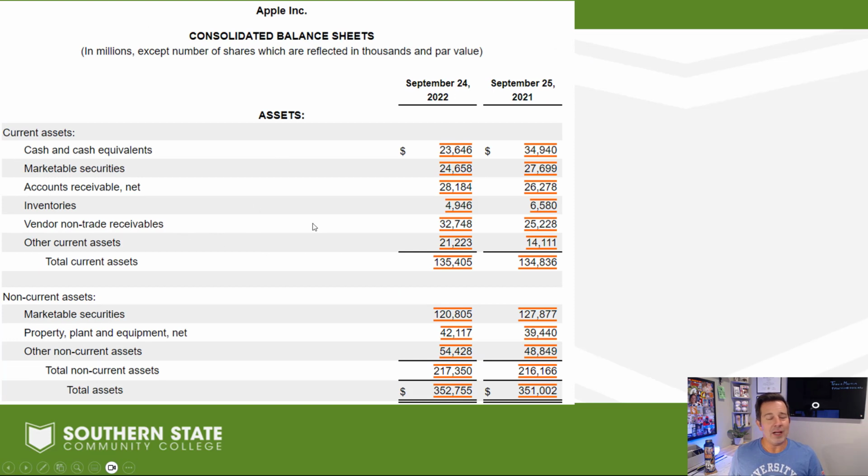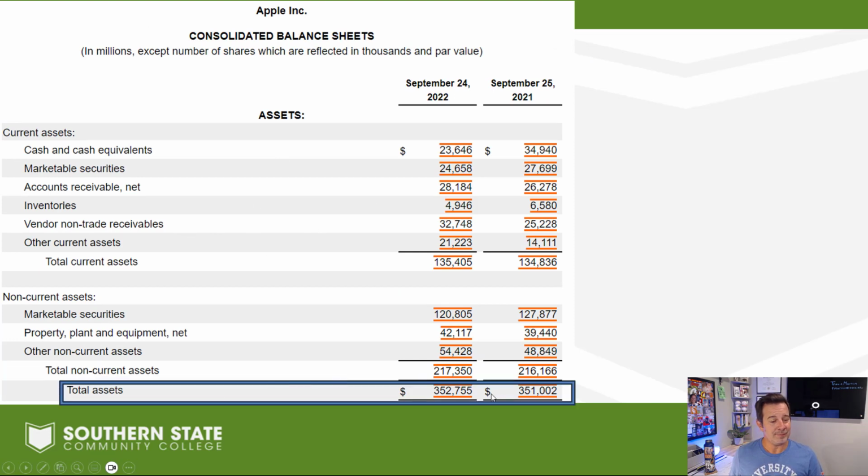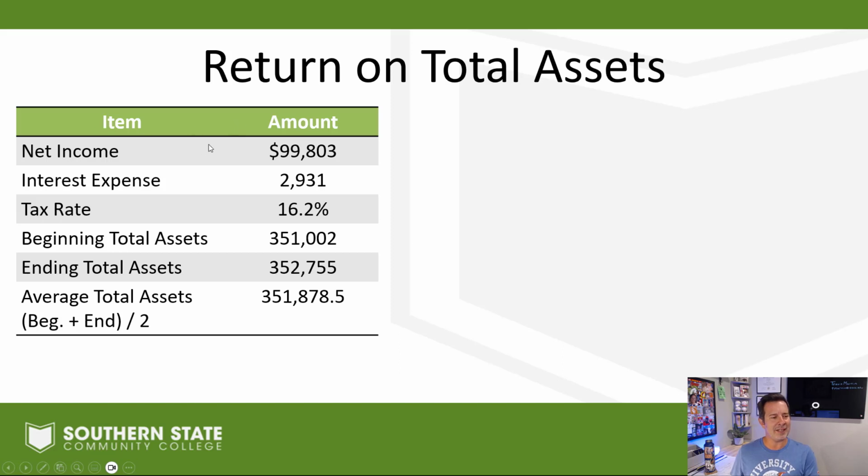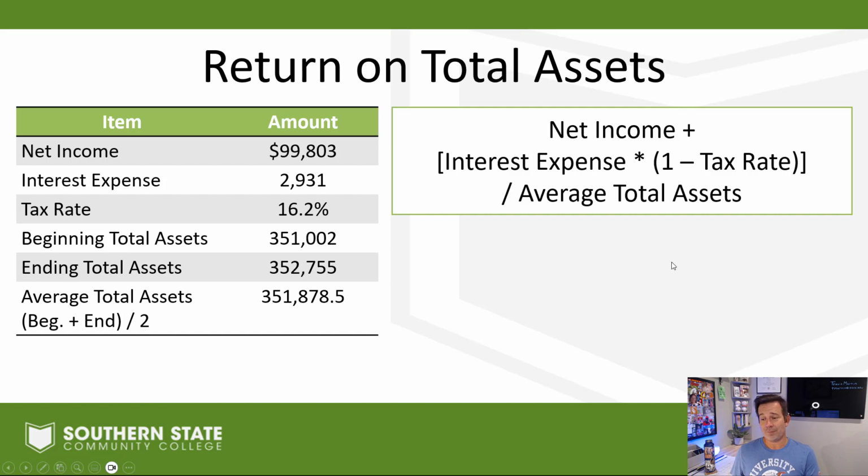I have my balance sheet. I also need total assets. And again, I'm going to take an average like we talked about in some of our other videos. We're just going to add the beginning and the end together and divide by 2. A lot of numbers to keep track of there, so I'm going to put them all in one place. I've got net income, the interest, the tax rate, beginning and ending total assets, and I've calculated the average.